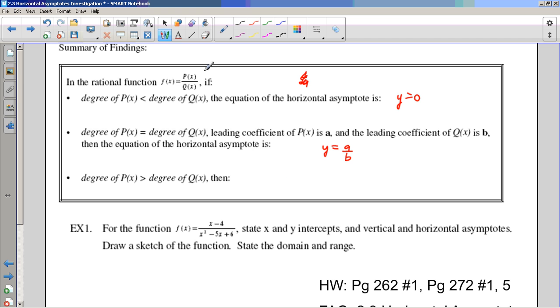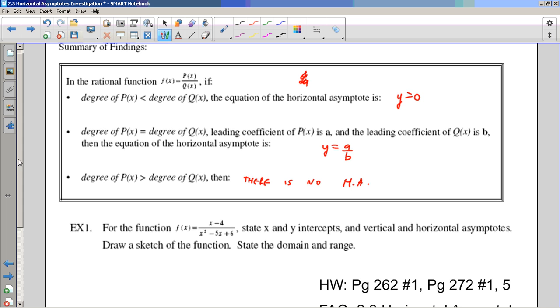Now, what happens if the top's bigger? Well, if the top's bigger, it means it goes off to positive or negative infinity faster than the bottom, which means the overall expression goes off to infinity. There is no horizontal asymptote.